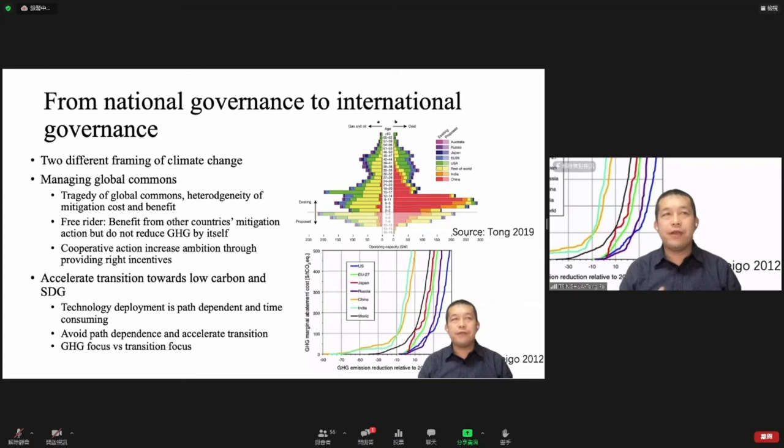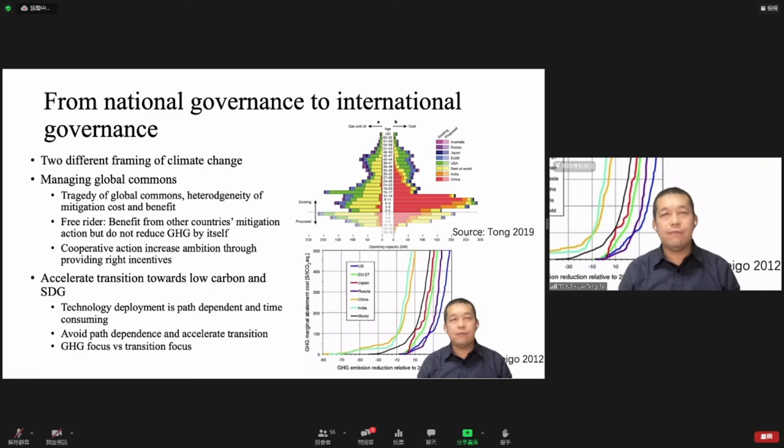And the challenge of this framing is free riding, which means some countries could benefit from other countries' mitigation action without reducing greenhouse gas by themselves. And this free riding will be a very important barrier for international cooperation, because if that happens, no one would like to reduce their emissions. They all want to be free riders. That is why a cooperative action, which will increase ambition by providing the right incentives, can avoid this free rider problem.